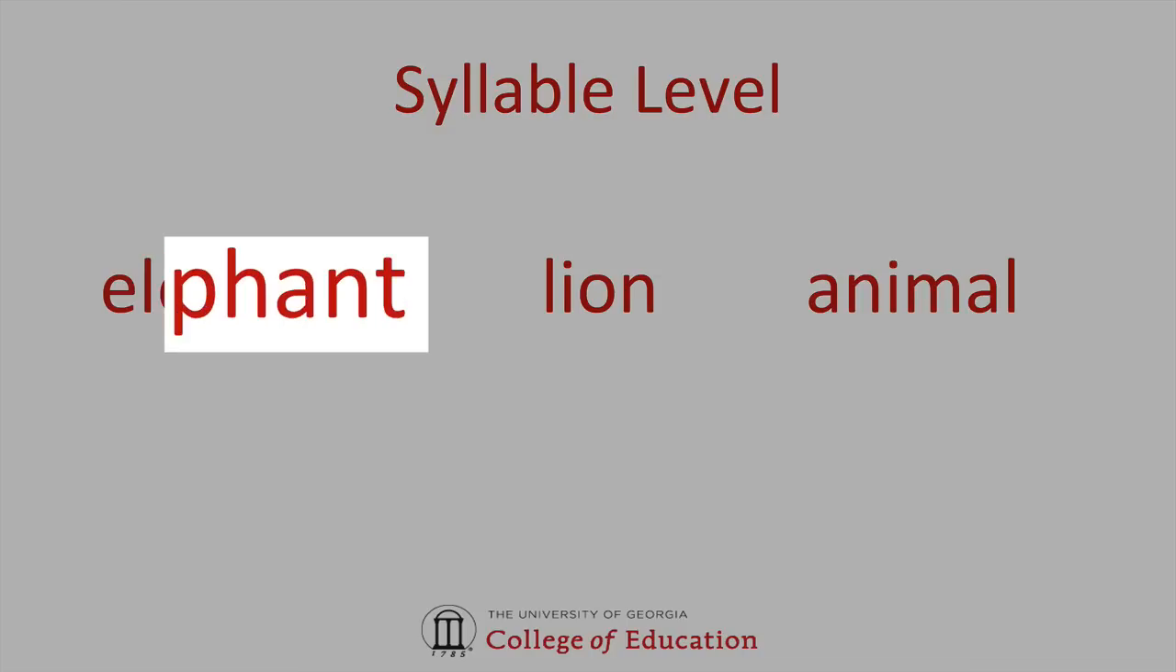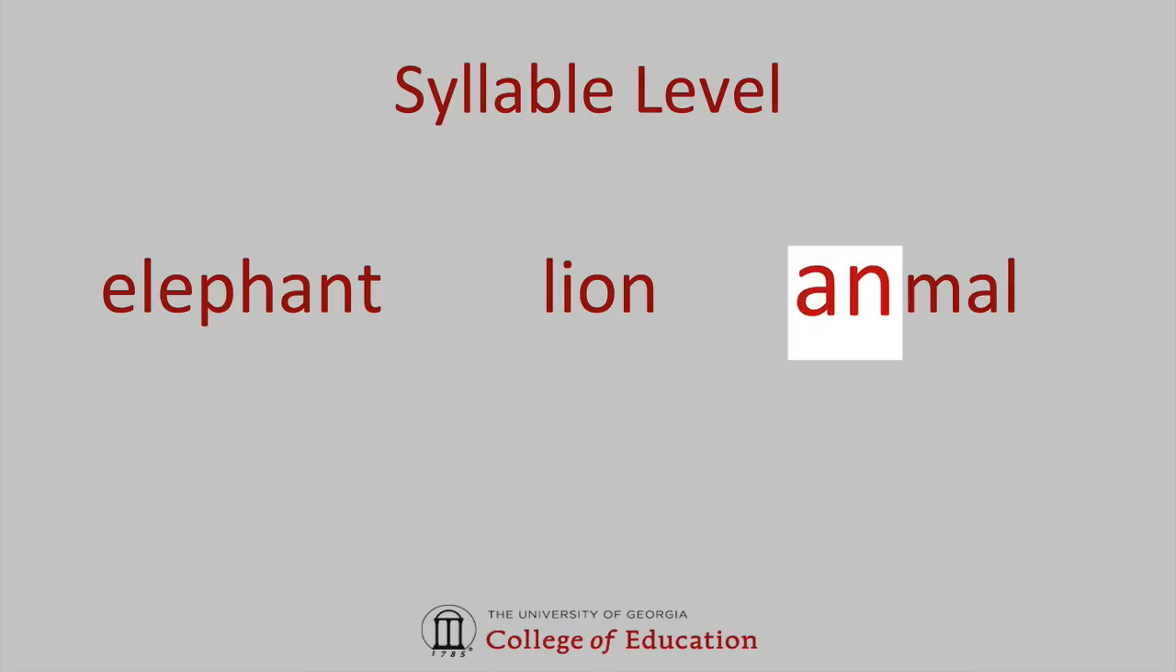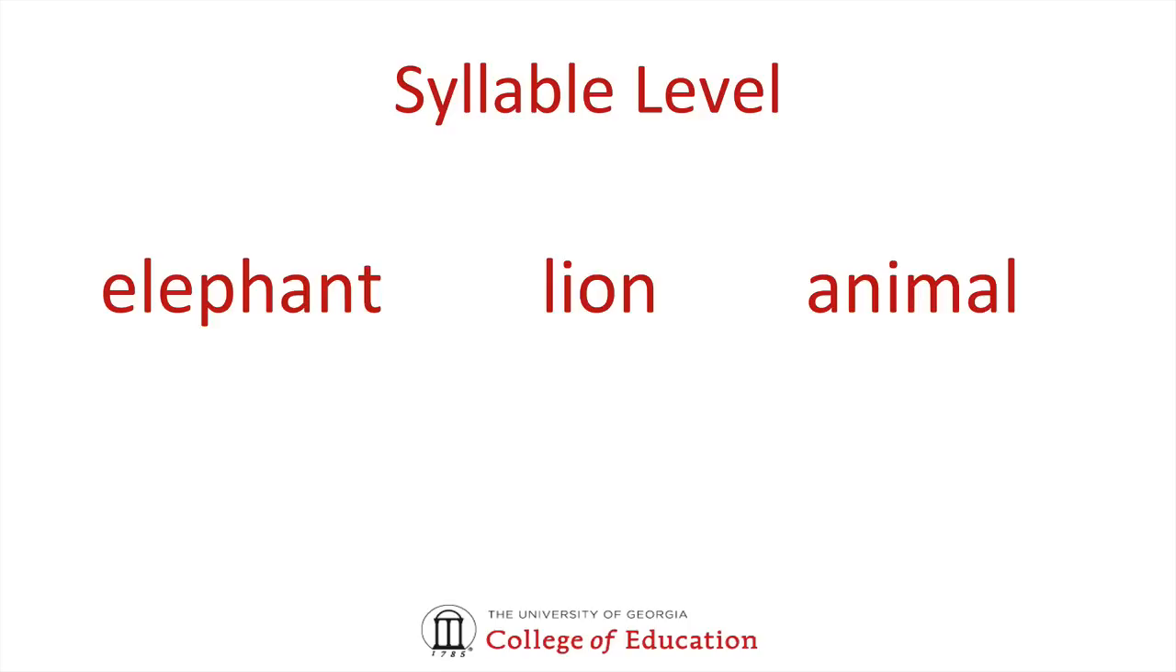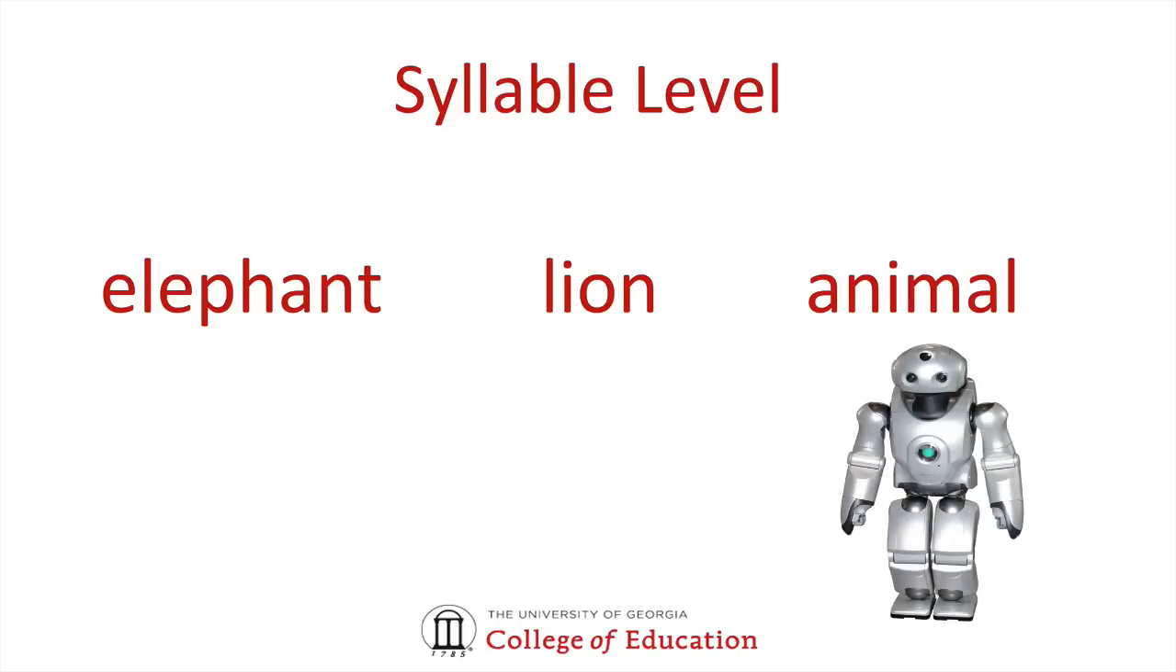Elephant, lion, animal. Did you feel the syllables as you said each word? Some teachers also teach robot speak. You can say each word as a robot to help you identify a syllable. Elephant, lion, animal.